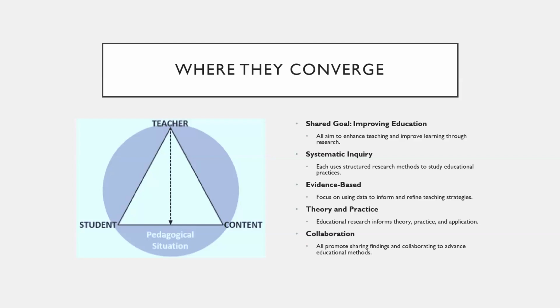You can get into methodological rigor, things like that, but there are a lot of different ways and types of studies that you can do. We'll talk a little bit more about that later. The idea is that we're generating some evidence from what we're doing to inform our theory and our practice, and collaboration is all about sharing our findings with one another.